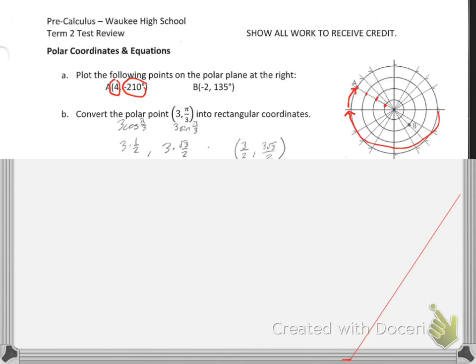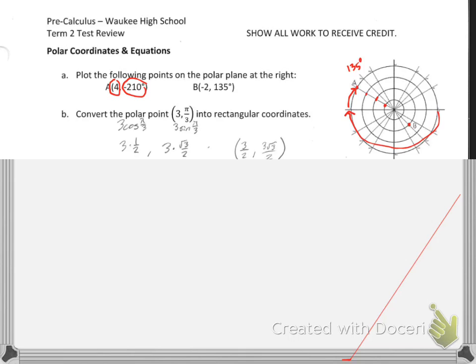A. And facing 135, and then walking out negative 2: if you face 135, which is up here, 135 degrees, walking negative 2 is to face that angle and then walk backward. And that's just the idea of polar points.